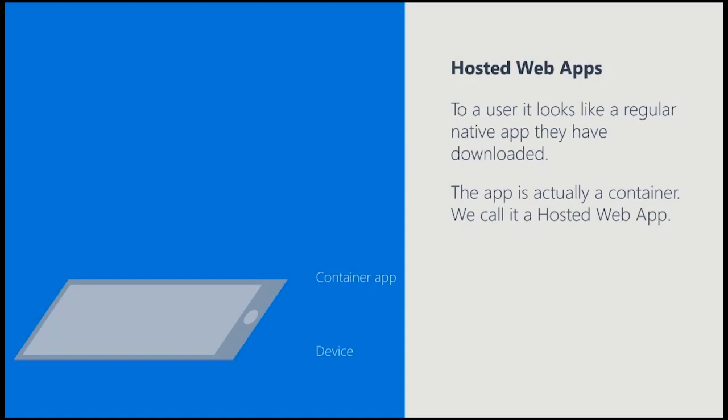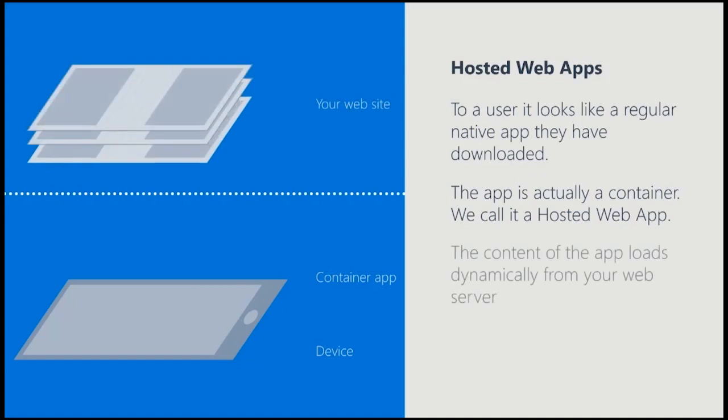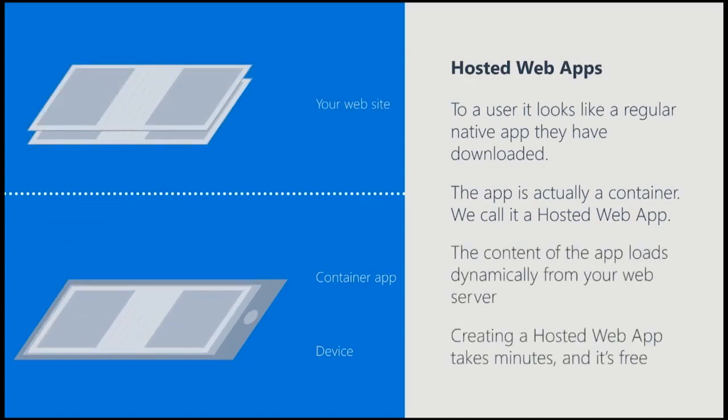A default hosted web app just contains a single file, which is an application manifest, which points to the location where your hosted website is located. So we have an empty container, which is the hosted web app, and then on your website you have your web application. It could be developed in Node.js, PHP, Ruby, or basically any web technology that you want to use on the server side. It's really agnostic in terms of the hosted web apps.